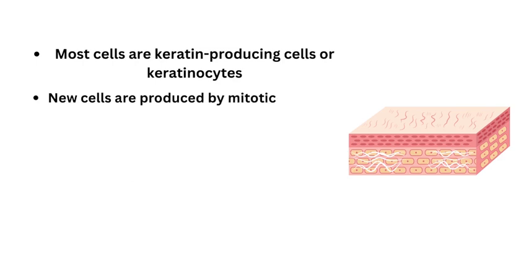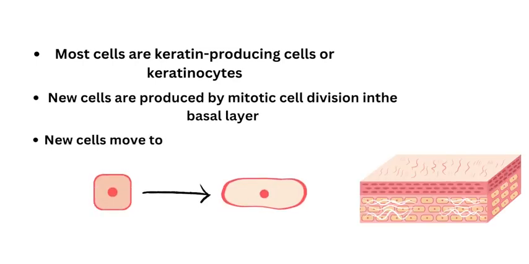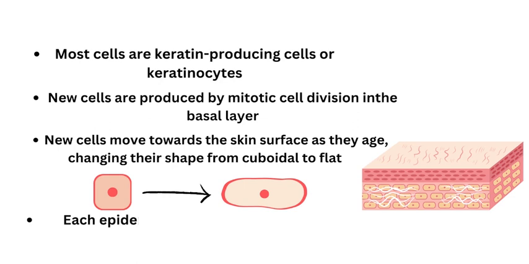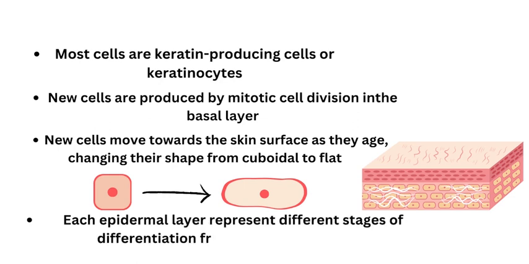New cells are constantly being produced by mitotic cell division in the basal layer. They then move towards the skin surface as they age, changing their shape from cuboidal to flat. Each epidermal layer represents different stages of keratinocyte differentiation from their birth to their death.